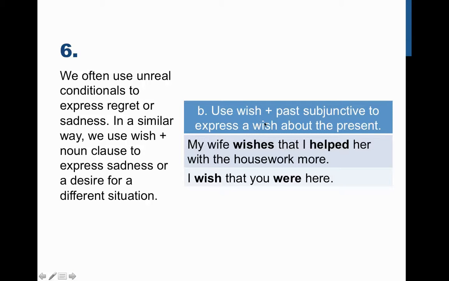Here is the past subjunctive. My wife wishes that I helped her with the housework more. I wish that you were here. This is that subjunctive, and we're actually talking about something in the present that is not true. The subjunctive, remember, usually looks like the past tense. Here's a subjunctive that looks like the past tense. Here's a subjunctive that does not.